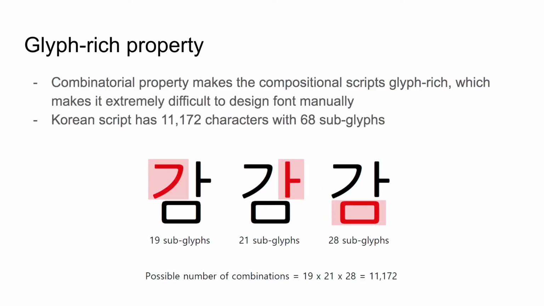Also, most compositional scripts have the glyph-rich property. For example, the Chinese script has more than 50,000 glyphs, and the Korean script has 11,172 glyphs. Therefore, we need an automatic font generation method for the compositional scripts.